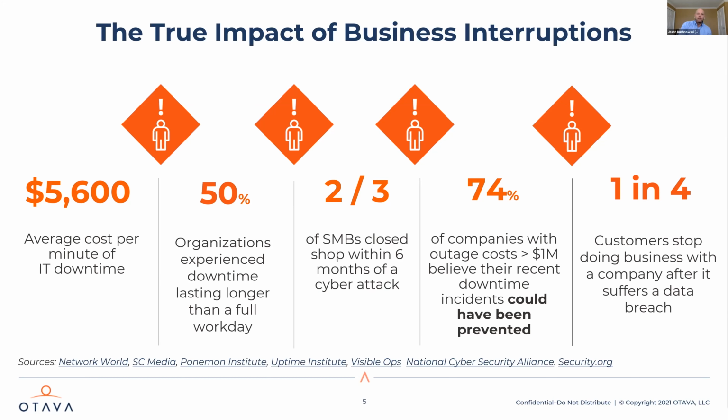So, if you look at these numbers, moving from left to right, what we're looking at on the left side is cost of downtime. It's per minute, and this is a Gartner statistic that is averaged over a pretty broad polled audience. Next is length of downtime. So if half of organizations are down for a full workday, that means more organizations are down for longer than a full workday. What would that mean for your business?